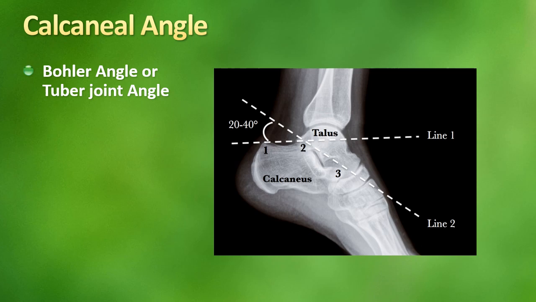The normal value for this angle is between 20 to 40 degrees. Some books also say the normal value as 25 to 40 degrees. A value less than 20 degrees can be seen in calcaneal fractures, which is because of the collapse of the calcaneum. However, a normal Bohler's angle does not rule out a calcaneal fracture. As far as your understanding is concerned, always remember that a calcaneal fracture resulting in collapse of the calcaneum leads to a decrease in the Bohler's angle.